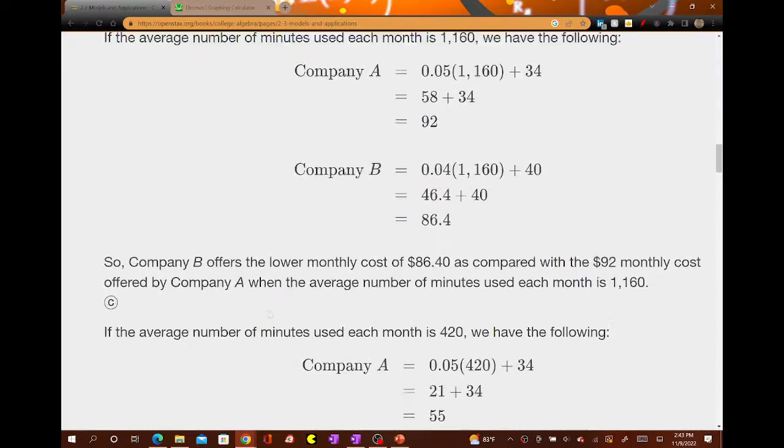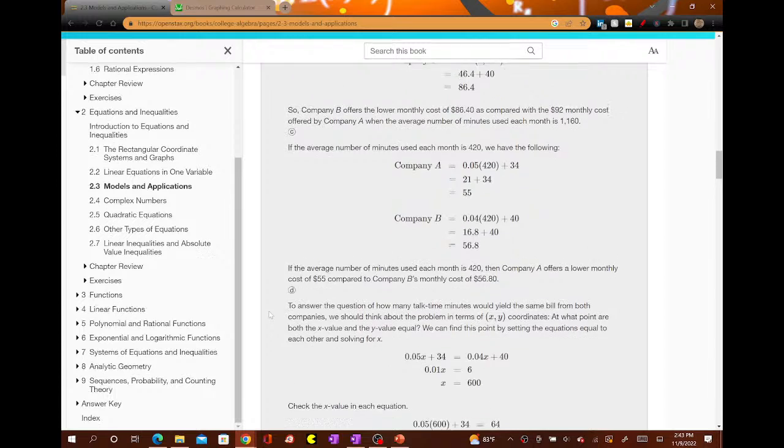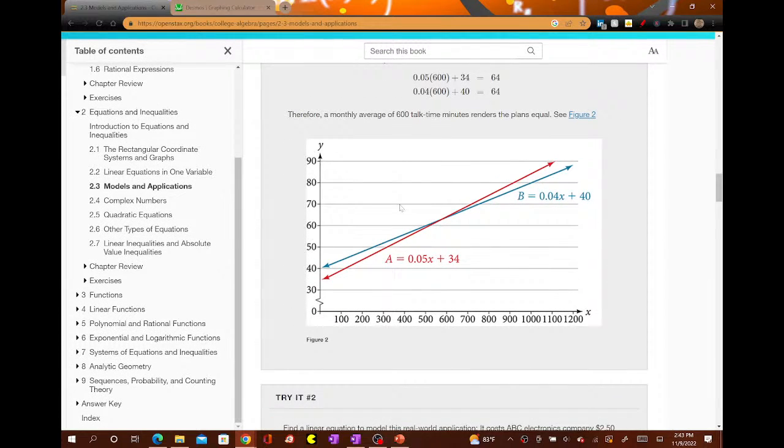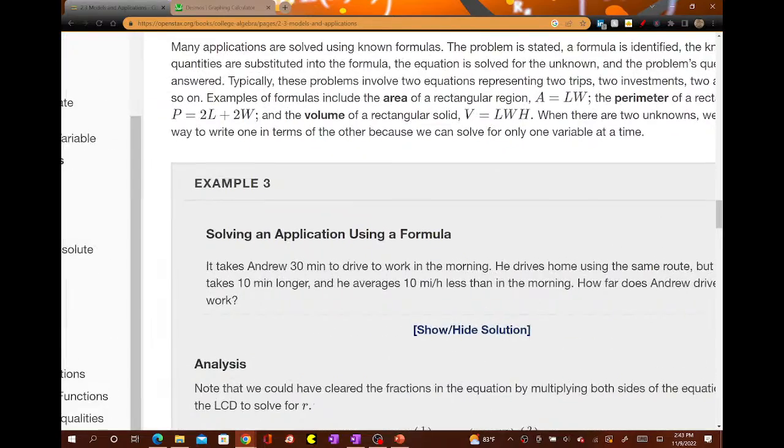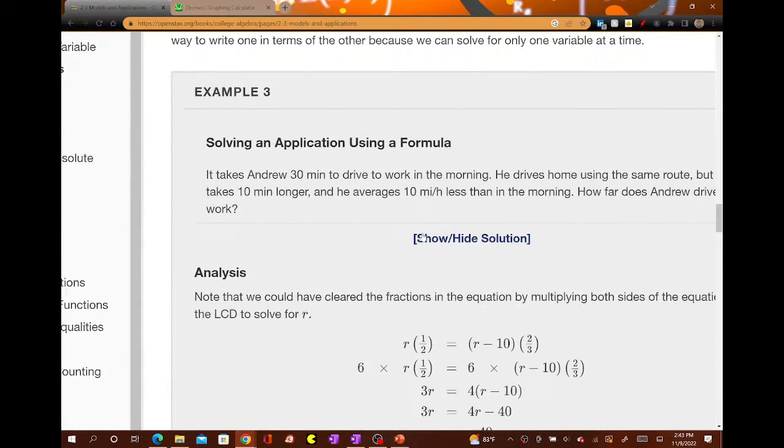So let's move on. So this is the graph that they have here, right? Okay, so now we're going to move on to example 3.